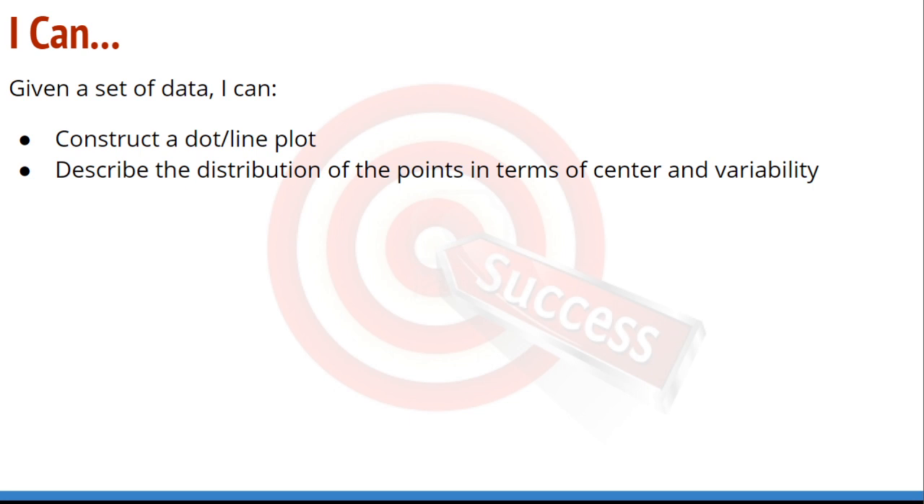All right, so given a set of data, I can construct a dot or a line plot. You'll actually do a little bit more of that in the next lesson, but you're going to see what they look like, and most of you will figure out how to do it just by watching. And we're going to describe the distribution of the points in terms of center and variability. So we're going to look at the idea of what is the center of a data set, and we're going to look at how much variability is there within the data set.